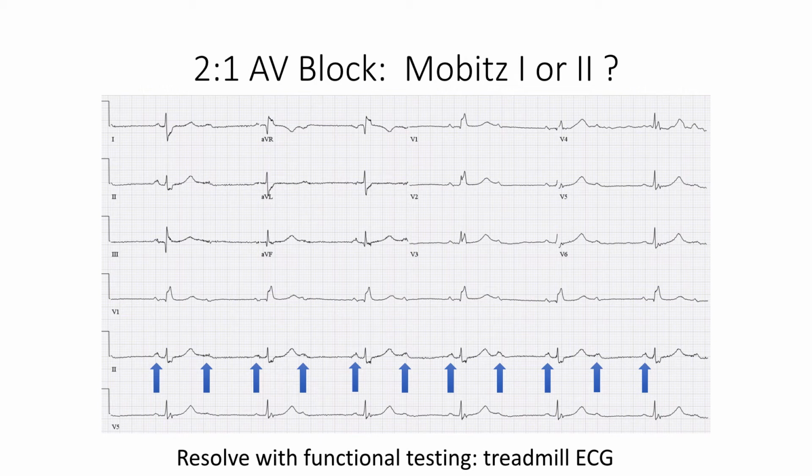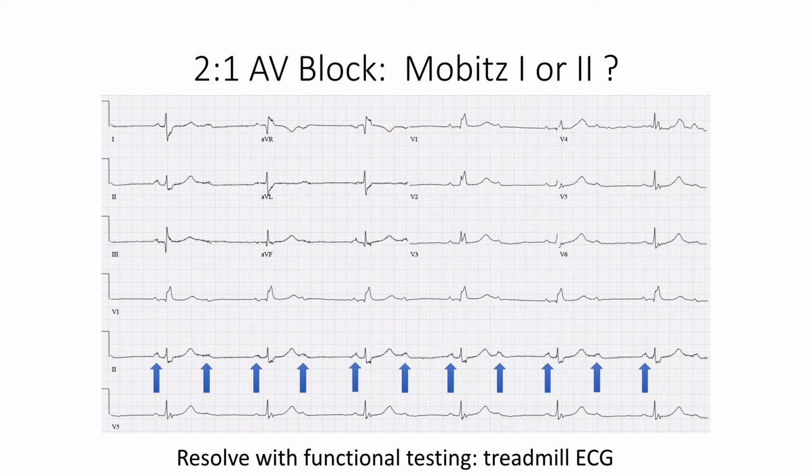And we can't really say that the PR is fixed because we only have an N of 1 on this one. So this special category is called 2-to-1 AV block. And we will essentially need a tiebreaker to push the physiology a bit, either in the Mobitz 1 or Mobitz 2 direction. One way to do this is to challenge the patient with exercise on a treadmill.